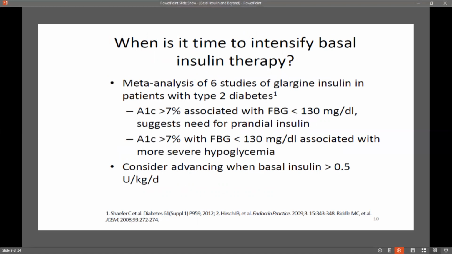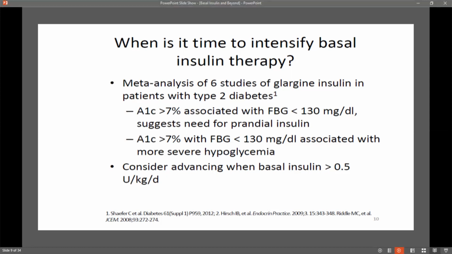Now, when should we think about adding something to basal insulin? What is the point where we should think that we have intensified our basal insulin and should move on from basal insulin to something else? So if a patient has A1C greater than 7 and their fasting blood sugars are consistently less than 130, that means we have intensified our basal insulin to the maximum level. And at that point, we should think about adding something to basal insulin. Because if we keep titrating the basal insulin when the fasting blood sugars are less than 130, like we discussed before, we will cause low blood sugars. We will cause nocturnal hypoglycemia, which will be dangerous for the patient.